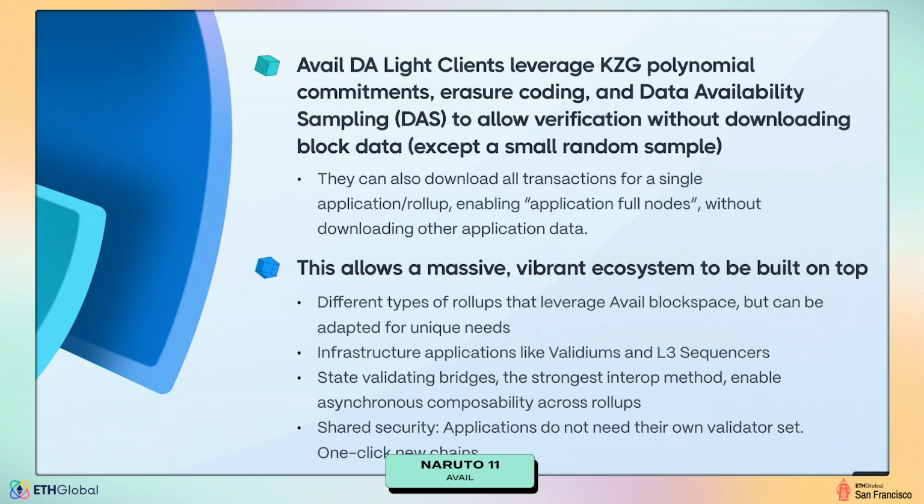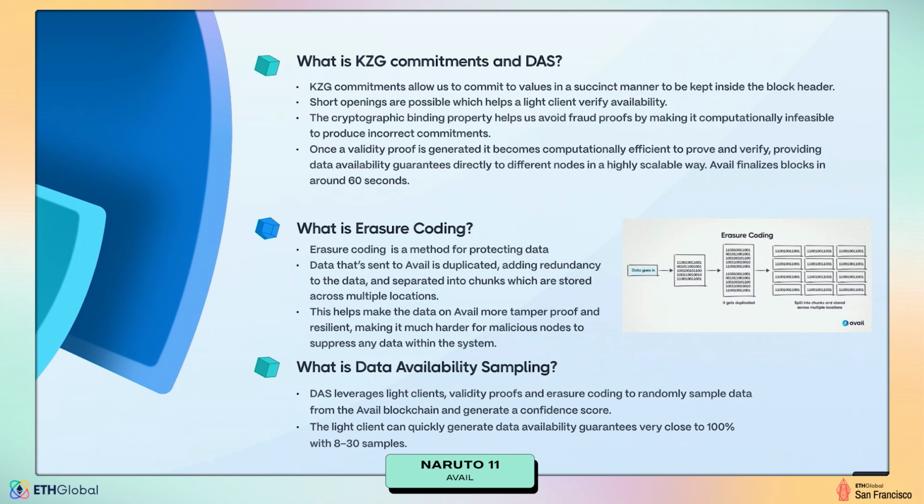So in very general terms, you have KZG commitments, you have erasure coding, and then you have data availability sampling. I went through the KZG commitments. Erasure coding is basically a method for protecting your data, and it has been used for CDs to protect the data. What it generally does is add redundancy to the data and separate it into chunks. As you can see in this diagram, you have data and it gets divided into multiple chunks.